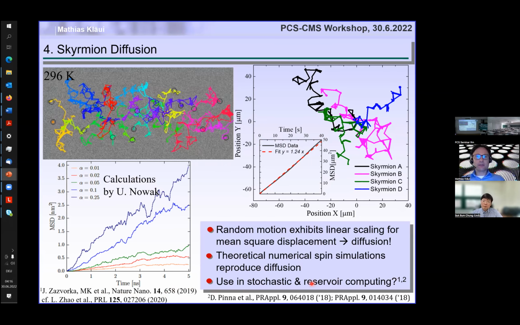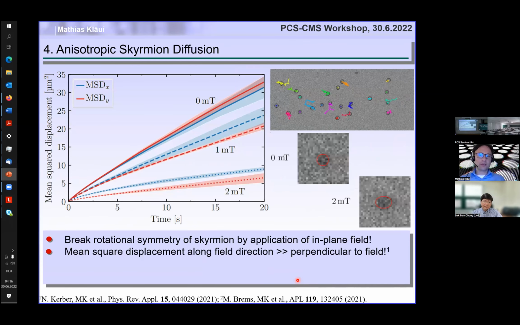One of the things that you need, however, if you want to use these for some of the non-conventional computing approaches, is you need to control the dynamics of the Skyrmions. And in order to actually control, at least partly, the diffusive dynamics, what we did, we applied in-plane fields. Now, at zero in-plane field, the Skyrmion is round. And if it is round, there is no difference in the diffusion up, down, or left, right. So x and y. So the mean square displacement along x and y is the same.